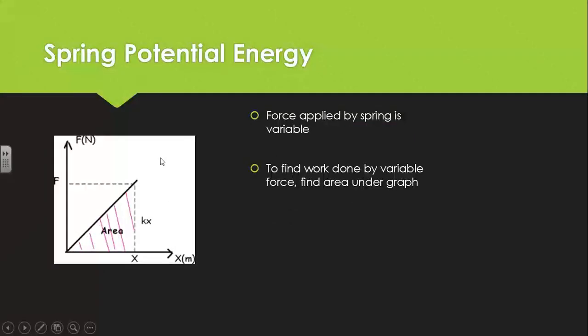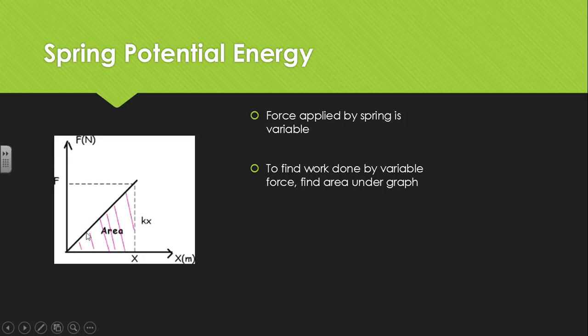Alright, so in this lesson we're going to start looking at spring potential energy and look at how that can help us solve problems dealing with springs. So the force applied by a spring is variable. This means in order to figure out the work done by that force, I need to figure out what the area underneath a curve of force as a function of position is.